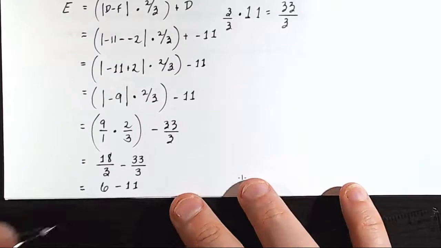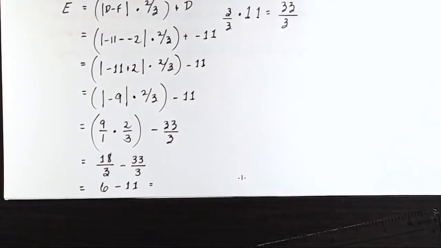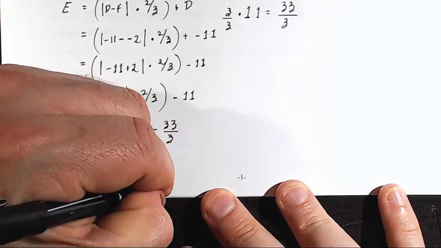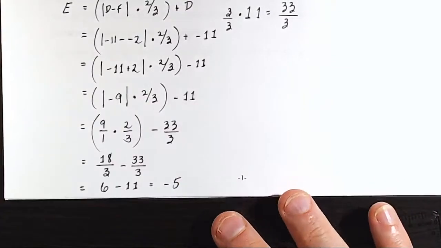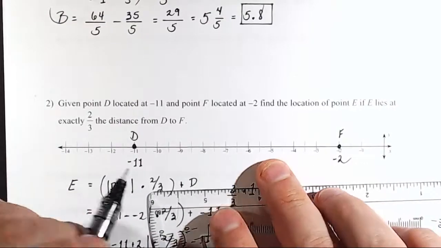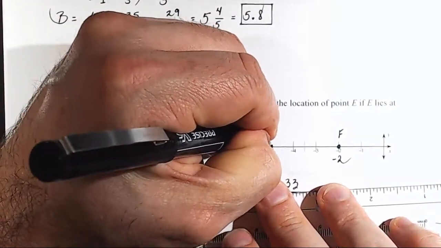Okay, so what is 6 minus 11? Well, 6 minus 11, what is that anyway? Is it 5? Negative 5. So that's going to be negative 5. All right, so that should be the coordinate, all right? Negative 5 should be the coordinate right here of point E.